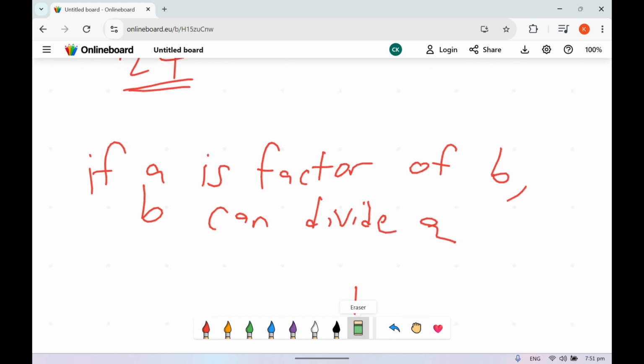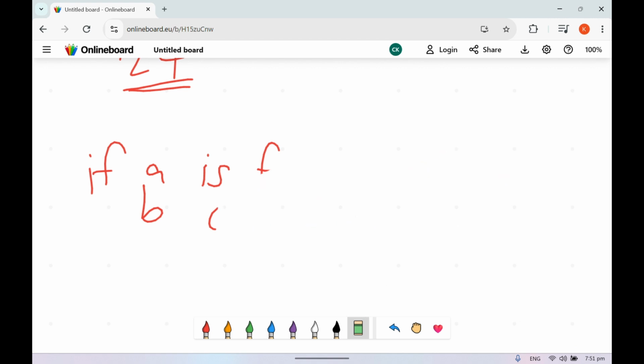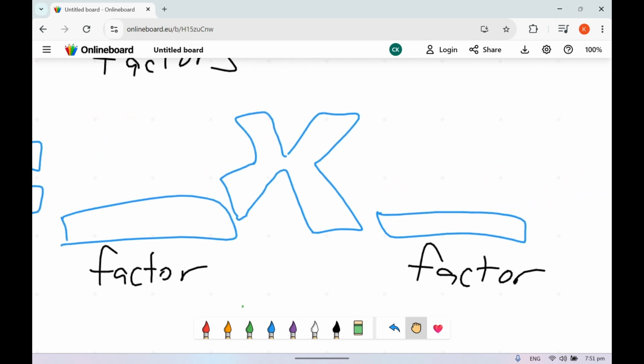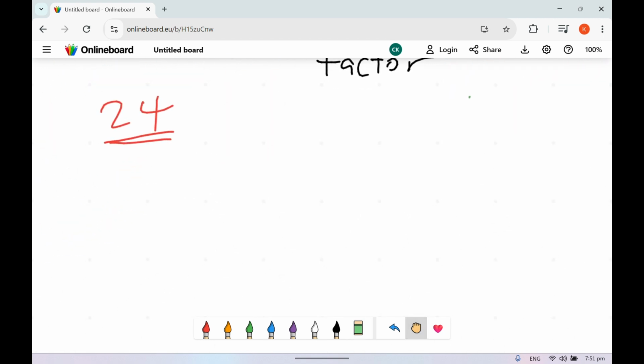Okay, so just think about it this way. Look, n is a number. It's this times this. Now these two are its factors. Just think about it this way. N is this times this. These two are its factors. Okay? So now that you know exactly what factors are, let's try to list down the factors of 24.